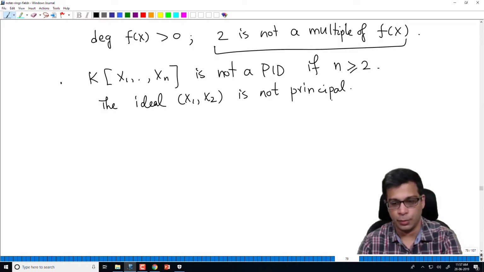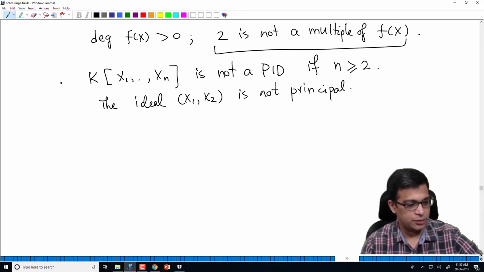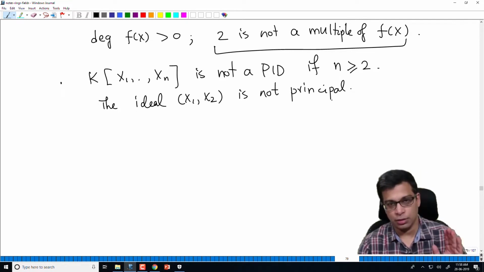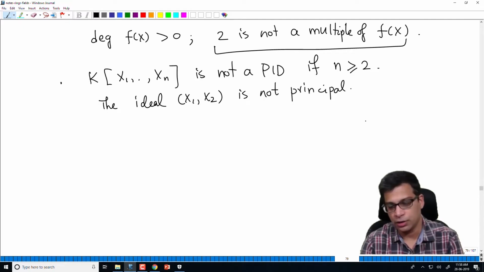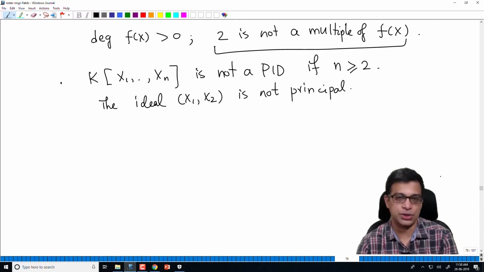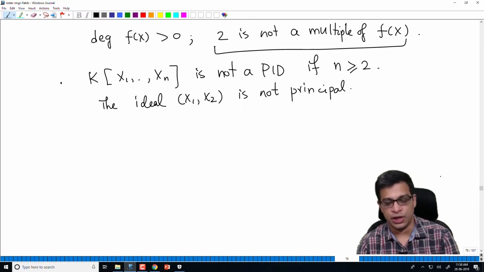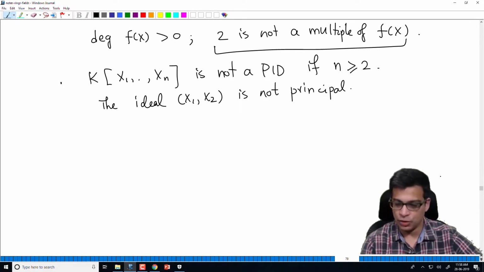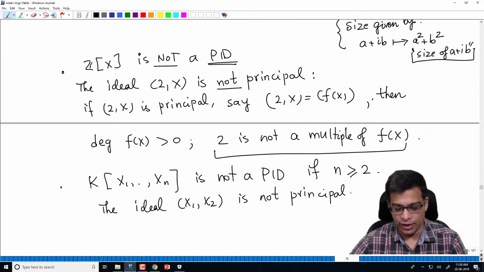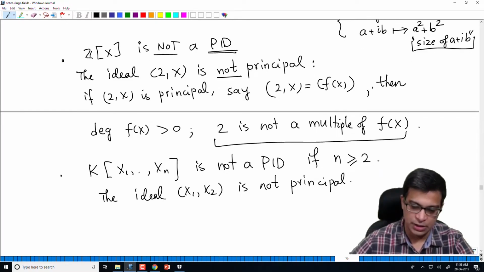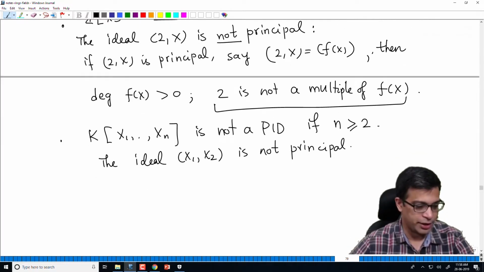Okay, if you remember the language of irreducible elements, x1 and x2 are irreducible elements, so they cannot be written as products, multiples of some other polynomial. Same polynomial will not do for x1 and x2. x1 of course is a multiple of x1 and x2 is a multiple of x2, but there is no single polynomial whose multiples include x1 and x2. So these are not PIDs. So these are nice rings, polynomial rings in n variables over a field where n is at least 2, and the polynomial ring in one variable over the integers are nice rings, but they are not PIDs.